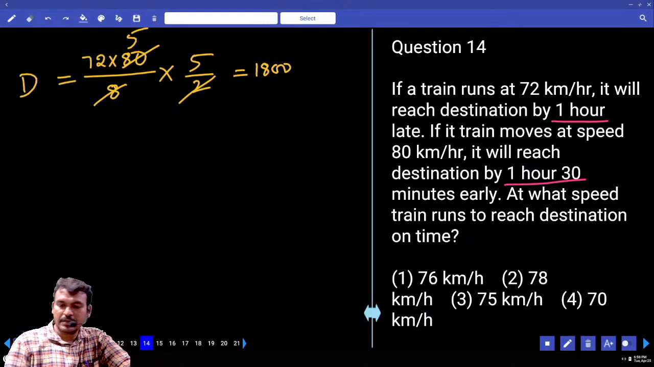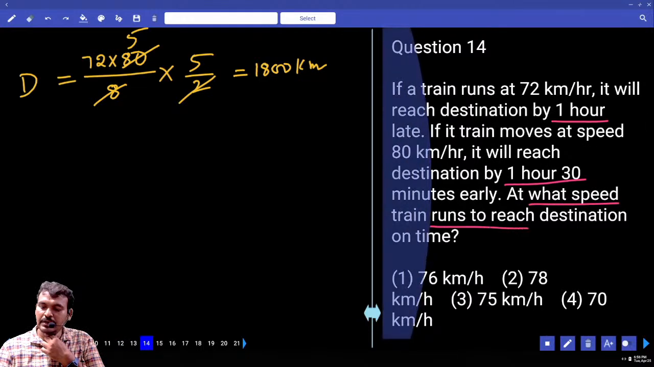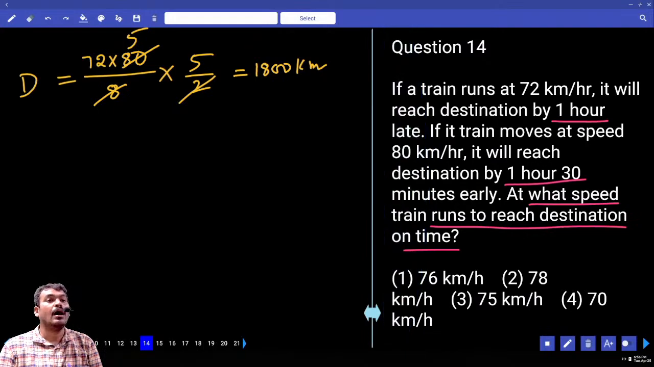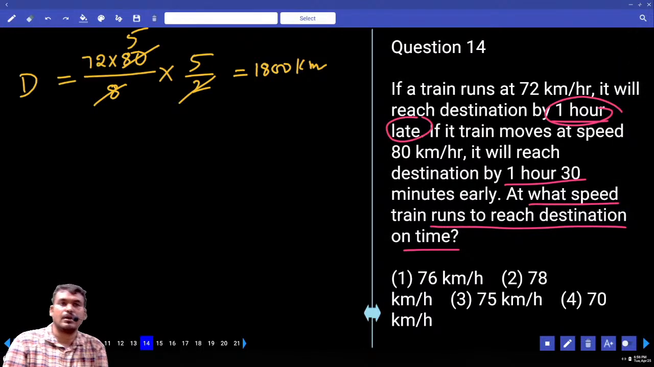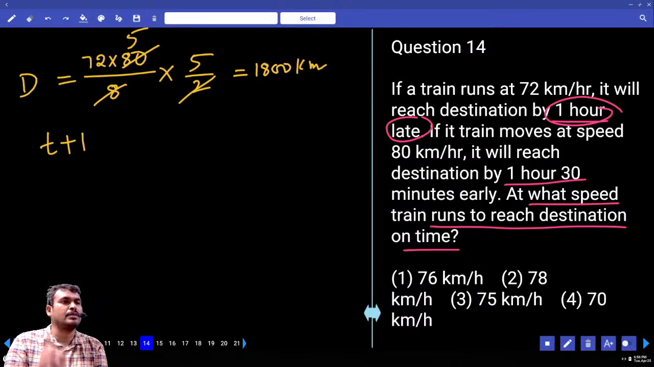1800 meters or kilometers? Kilometers, sir. And what is the question here? At what speed train runs to reach the destination on time or not? On time. First we need to identify the first case time. What is the first case? 1 hour late or 1 hour early? 1 hour late. Actual time is T hours. Compared to T hours, how many hours are late? 1 hour. Means T plus 1 hour.